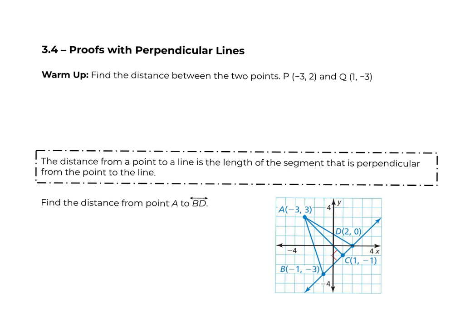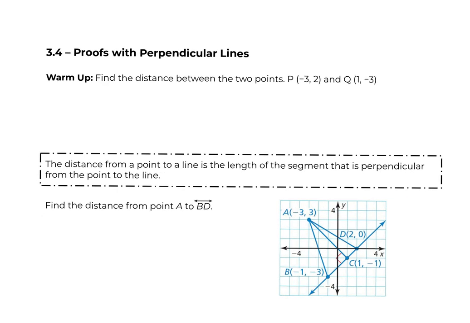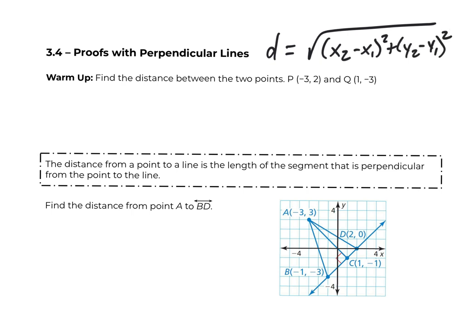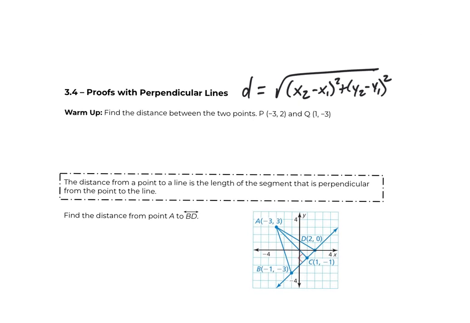So we have to have a way of being able to find that segment without being able to just look at the graph and know what it is. So the formula that we're going to use again today, that we've already used this year, but it's going to come back today: x2 minus x1 squared plus y2 minus y1 squared. Call that the distance formula.